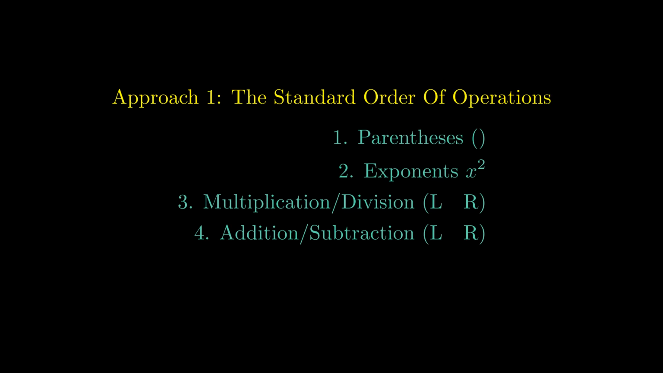Let's tackle the standard order of operations first. This is the interpretation you'll find in most textbooks today. Here's the key. Multiplication and division are on the same level. When you have equal priority operations, you simply go left to right.